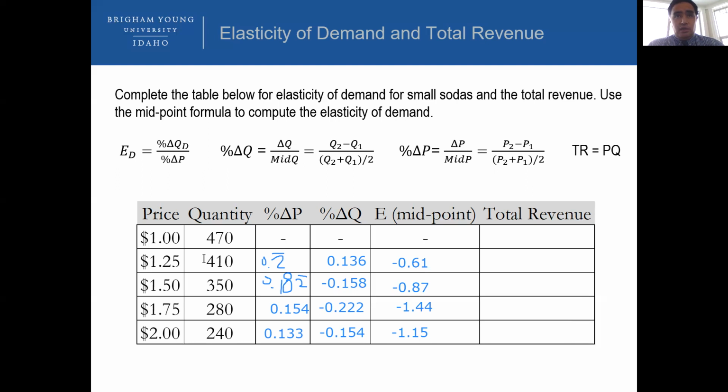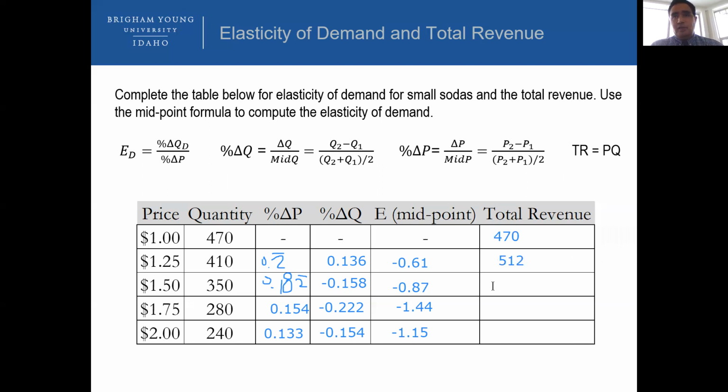Anyways, those are the elasticity of demand we had for these sodas. So here we see a larger percent change of the price compared to the percent change in quantity. Here we see a larger percent change in the quantity compared to the percent change in price. If you want to maximize the revenue, you're probably somewhere between those two. Let's go ahead and compute the revenue. 470 times $1, that's real easy, 470. 1.25 times 410, that comes out to 512.